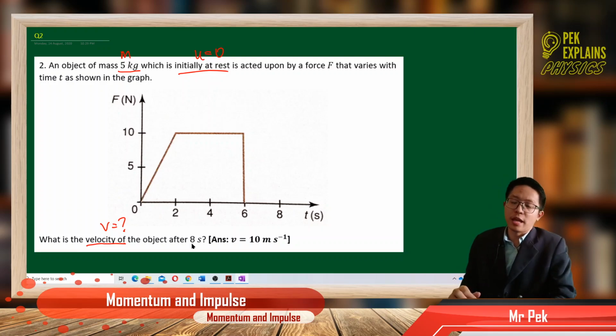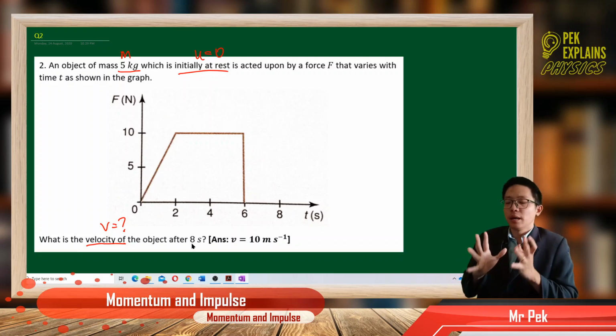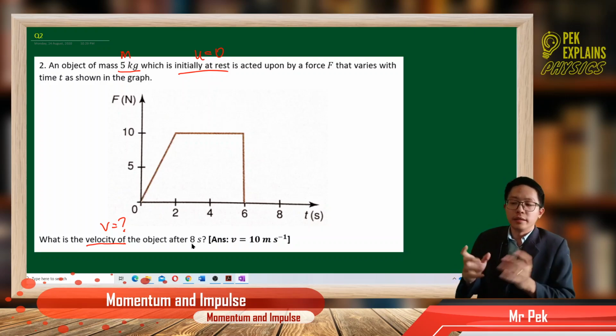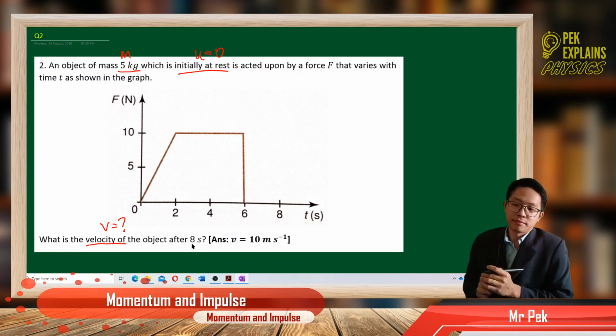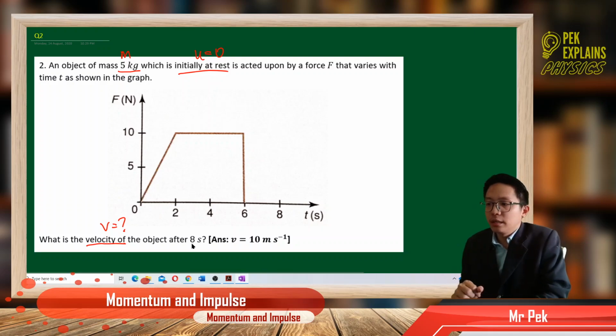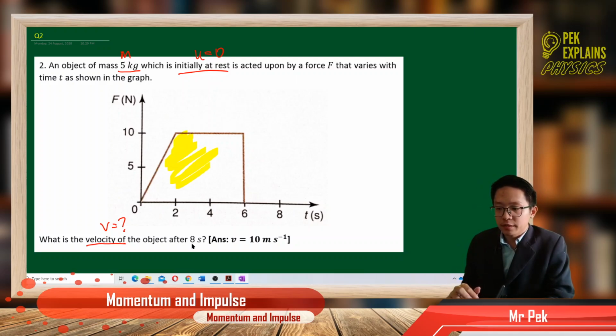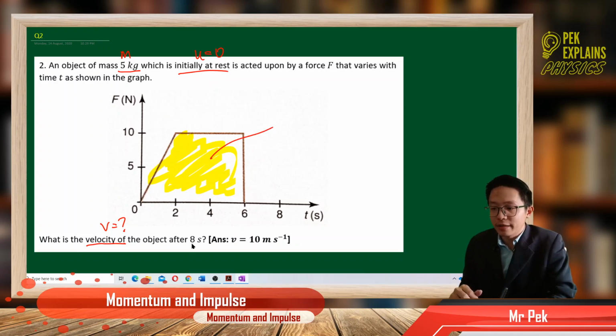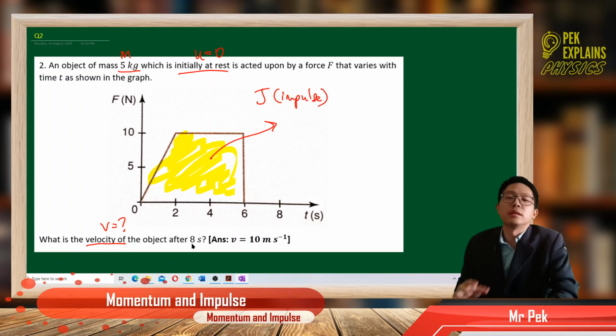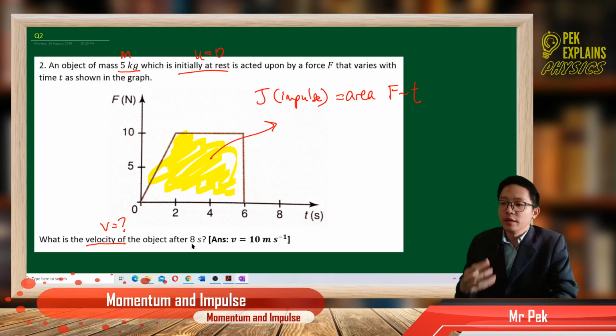Now, this is a force time graph. What did we learn about force time graphs in the chapter momentum and impulse? One important thing the force time graph tells us is the area under the graph. What is meant by area under the graph? Area under the force time graph is actually the impulse. J is the symbol for impulse. So impulse is actually the area under the force time graph. So from the area under the graph, we can find the impulse.